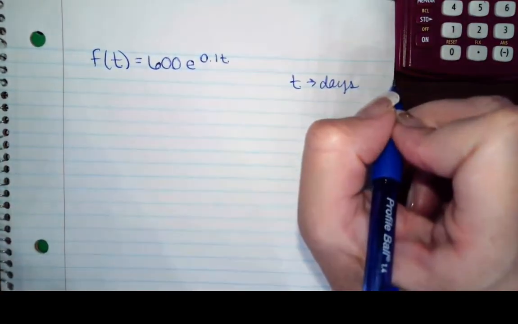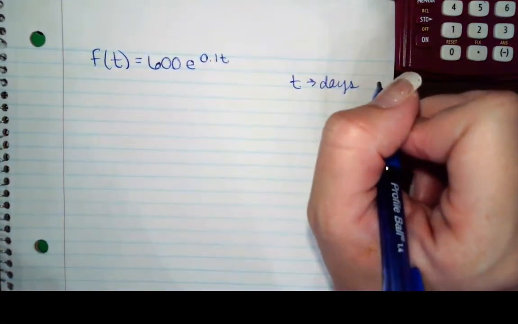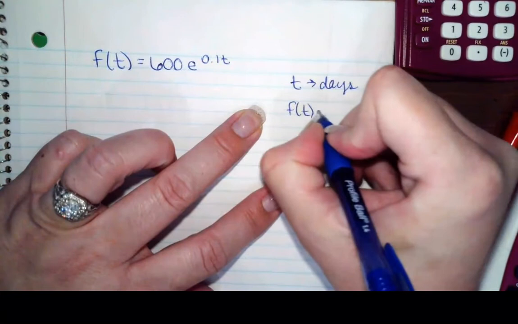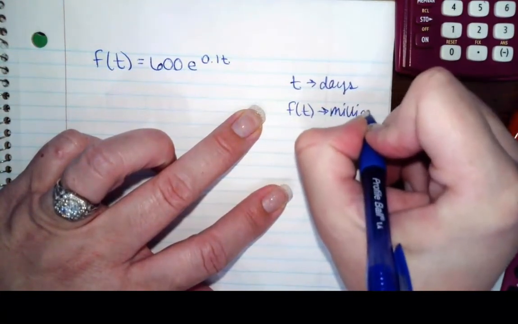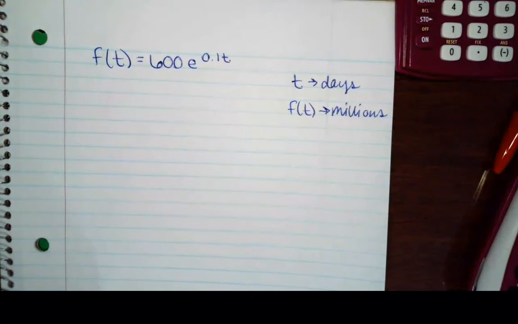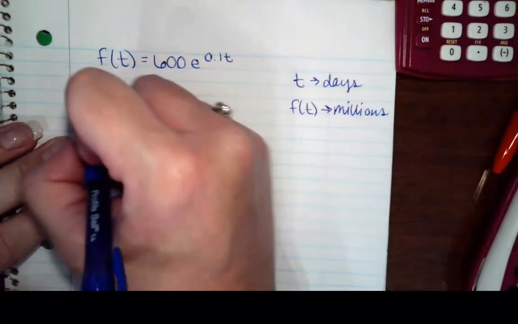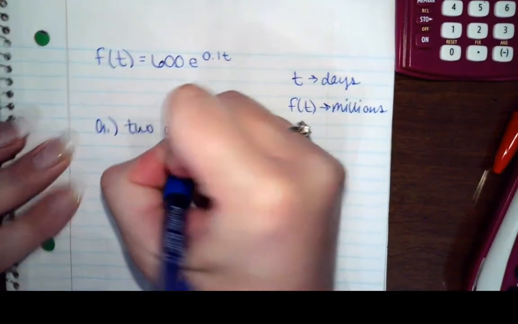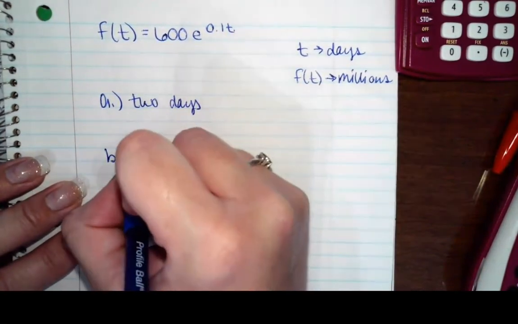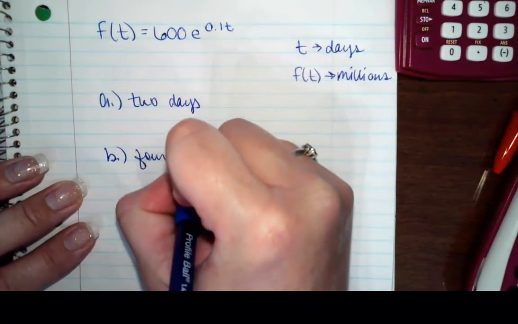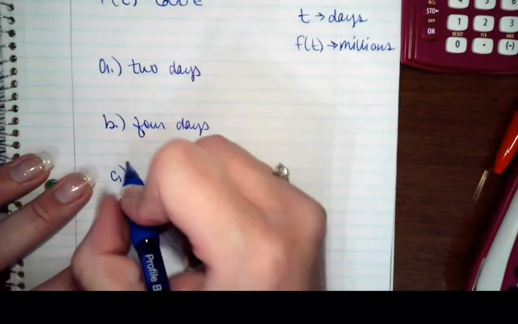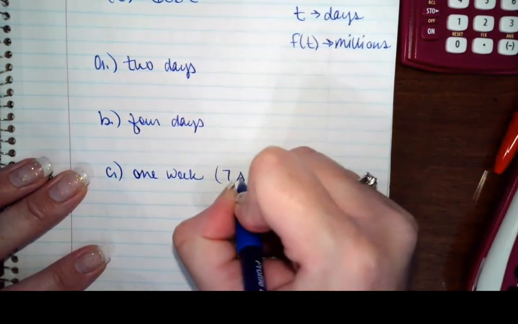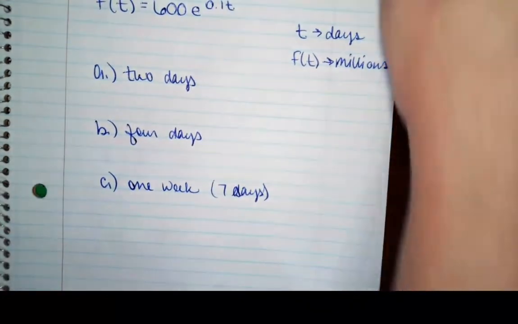The only time that really matters that it has to be years is when you're dealing with money. Okay, and the value of f of t is in millions, so f of t is millions of bacteria. Find the number of bacteria present each time. So for A, we've got 2 days. For B, we've got 4 days. And for C, we've got 1 week, which you should remember is 7 days because we're measuring in days.